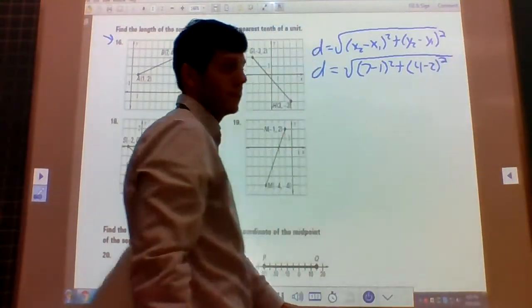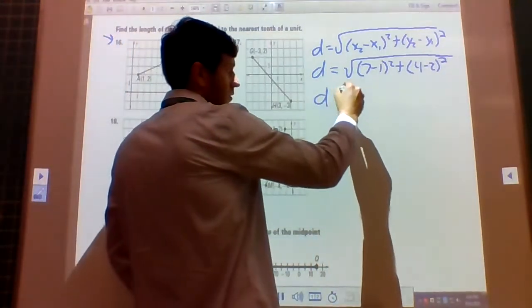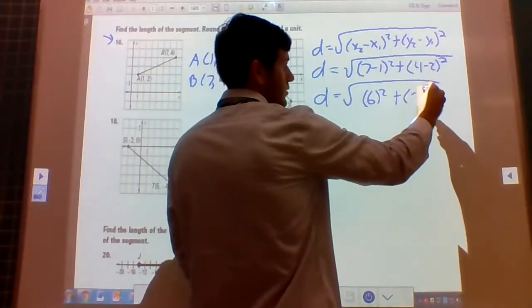From here you can just put it in the calculator and come up with an answer, or we can keep it as a radical. That's going to be 7 minus 1 is 6, so we have 6 squared, plus 4 minus 2 is 2.